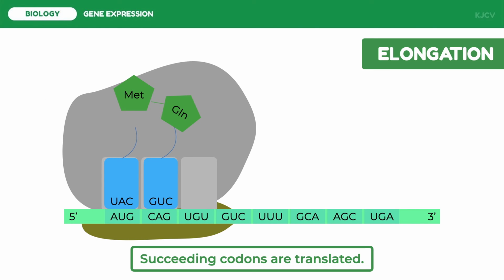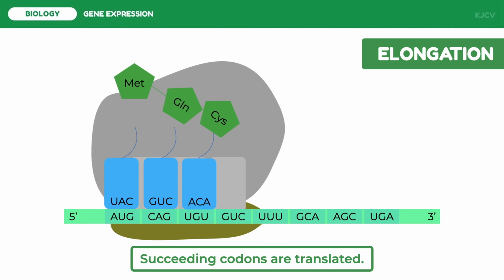At this point, the first two tRNAs move to the left to accommodate the tRNA for the UGU codon. The tRNA with anticodon ACA brings the amino acid cysteine. It then connects to glutamine. The tRNA with anticodon UAC now disconnects with methionine. The complex now moves to the next codon to the right.